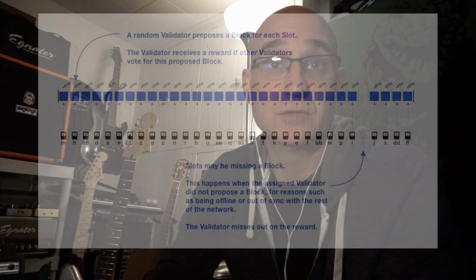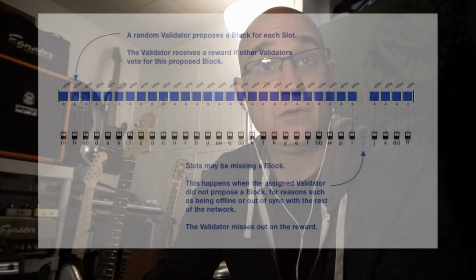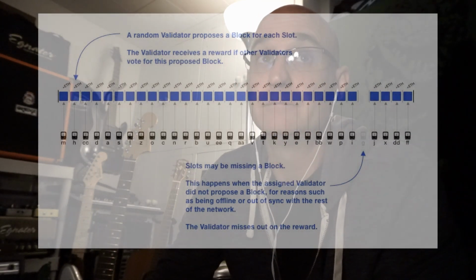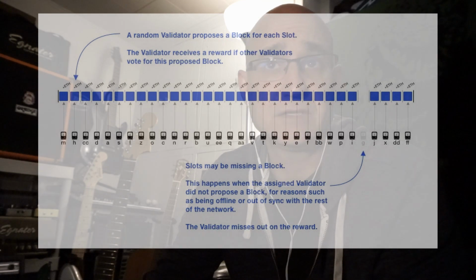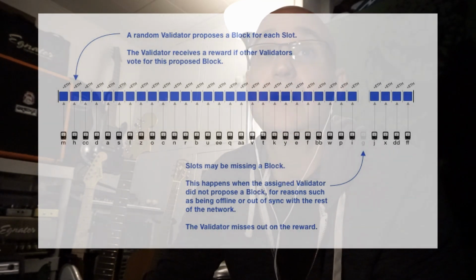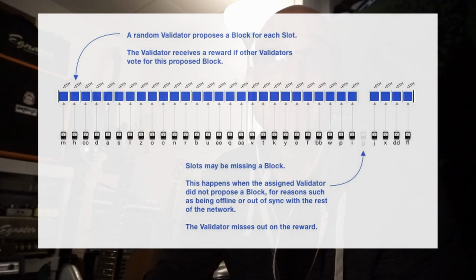A block proposer is a validator that has been pseudo-randomly selected to build a block. Most of the time, validators are attesters that vote on beacon blocks and shard blocks. These votes are recorded in the beacon chain. The votes determine the head of the beacon chain and the heads of the shards. A random validator proposes a block for each slot. The validator receives a reward if other validators vote for this proposed block.